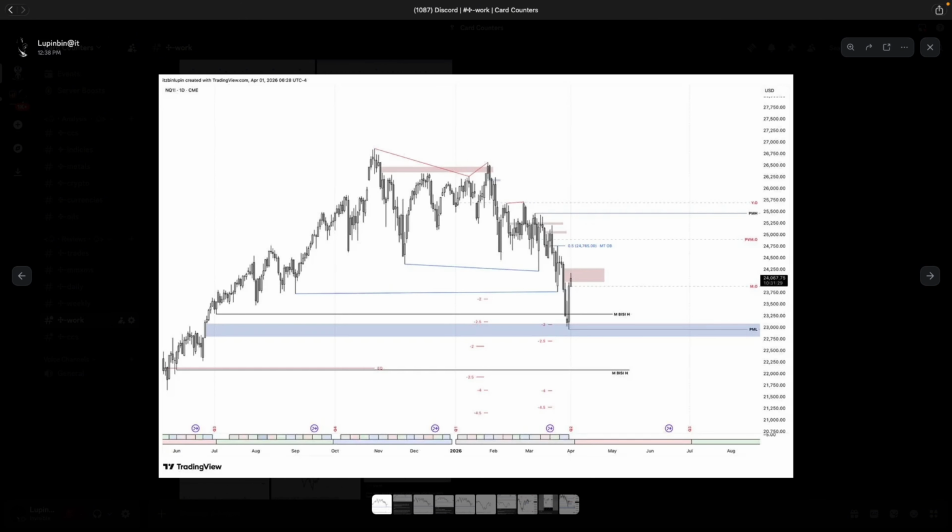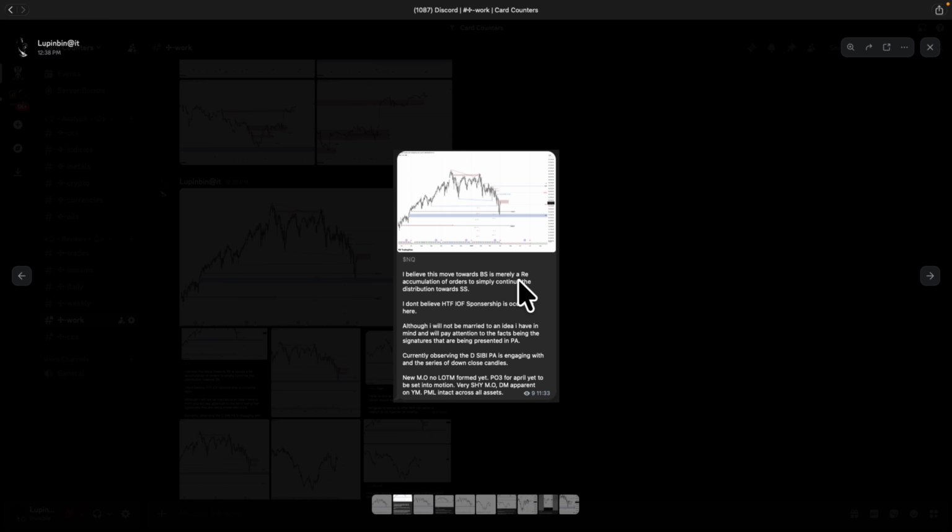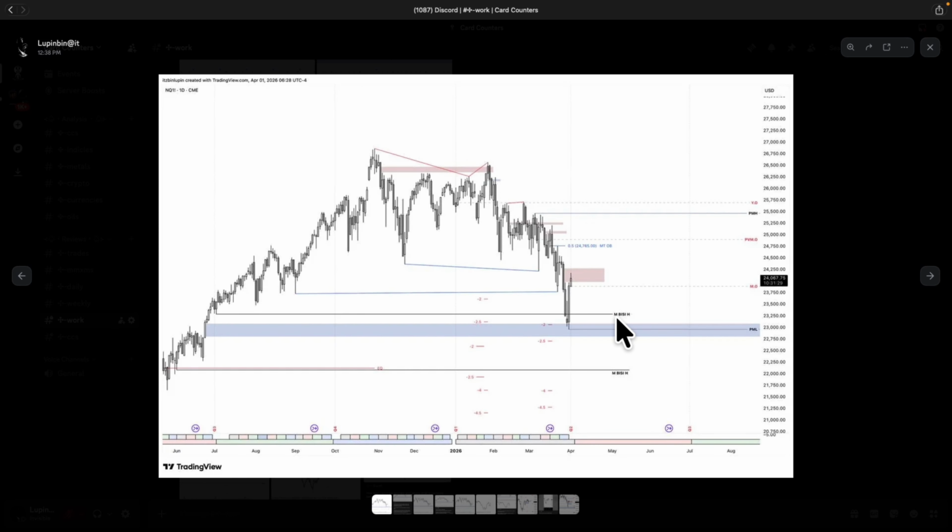So what I was saying is essentially, okay, we've engaged with the -2, -2.5. We know that the -2, -2.5 can be utilized for one of two things: a reaccumulation and redistribution of orders to continue down towards terminus where you have your -4, -4.5, or a smart money reversal. So I was stating that I believe it's simply a reaccumulation of orders to continue the distribution down towards sell side. I didn't believe we were going to experience higher time frame institutional sponsorship from what we have just engaged with, because we engaged with a monthly BISI high and a daily BISI as well.